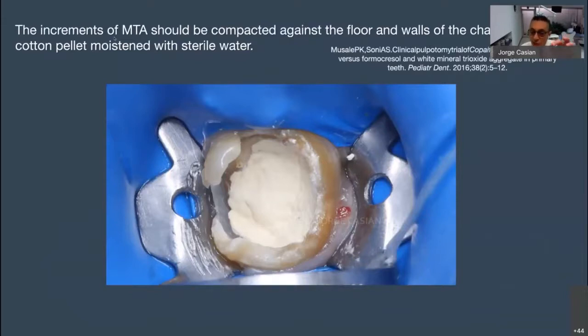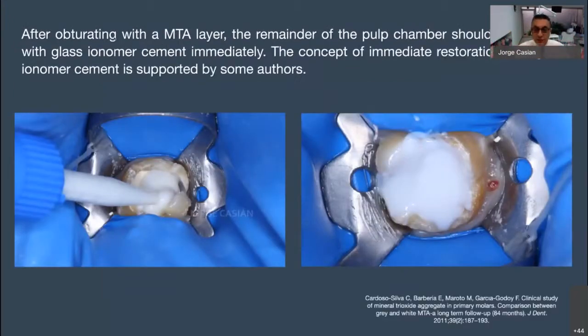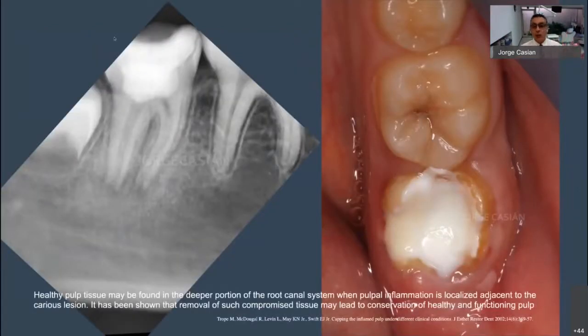MTA was slightly condensed with a moist cotton pellet and then was covered with some resin-modified glass ionomer cement in order to protect it and, of course, in order to start the preparation to place the crown in the same visit. The rubber dam was removed and I took an X-ray.